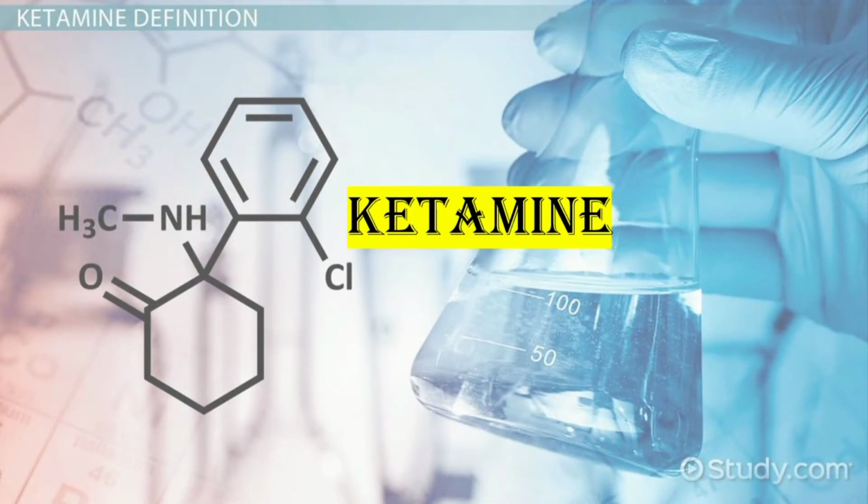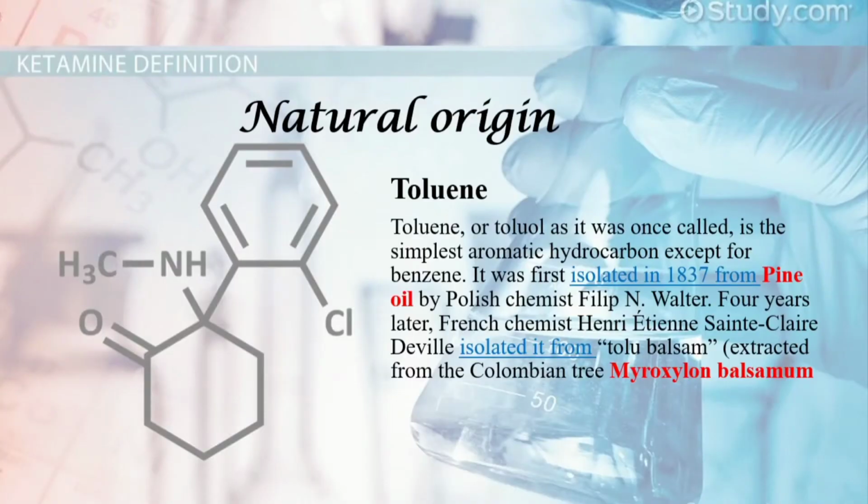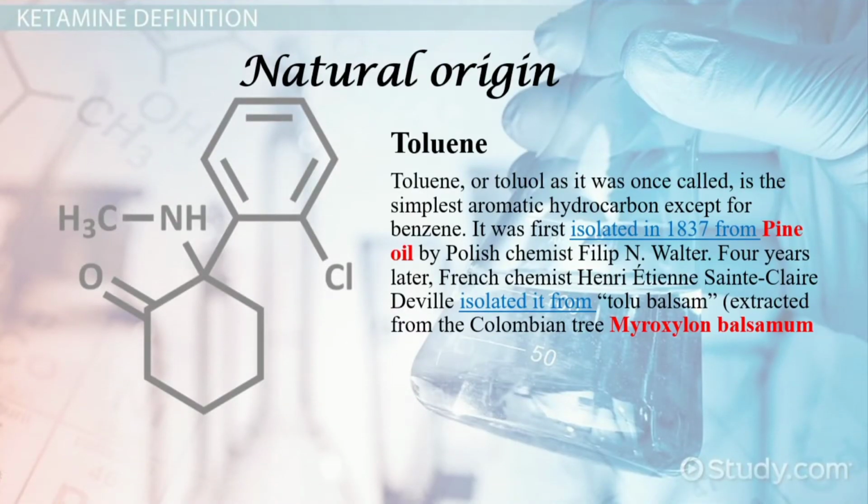First, let's discuss its origin. Ketamine, or should I say 2-chlorophenyl 2-methylaminocyclohexanone, is synthetically prepared from toluene by a number of reactions. Toluene was first extracted from pine oil in 1837 and then again from balsam in 1841 by Henry.